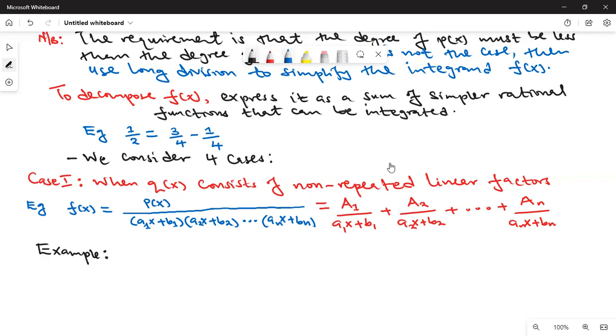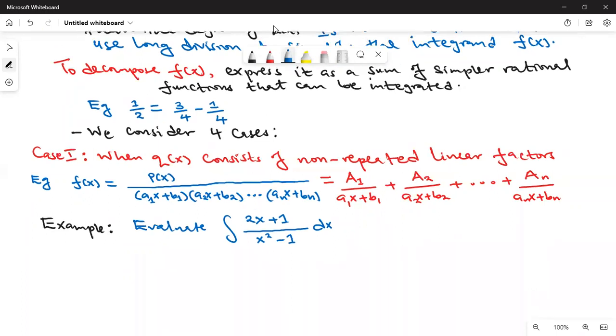So in this example, we are told to evaluate the integral of, let me look for a simpler one. We need to evaluate the integral of 2x plus 1 over x squared minus 1 dx. So you want to evaluate that integral. So how do you go about this integral? That is the question that you need to ask yourself.